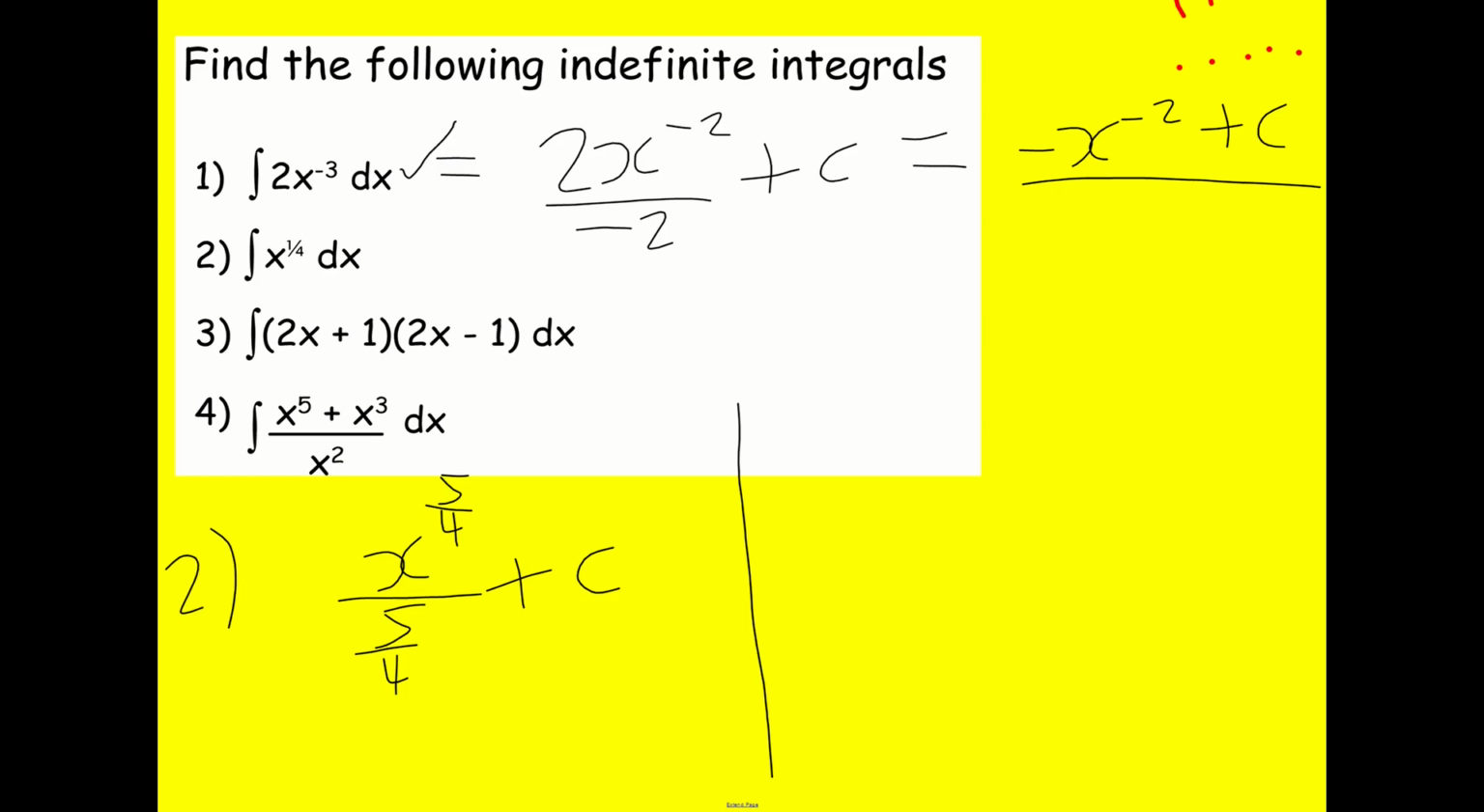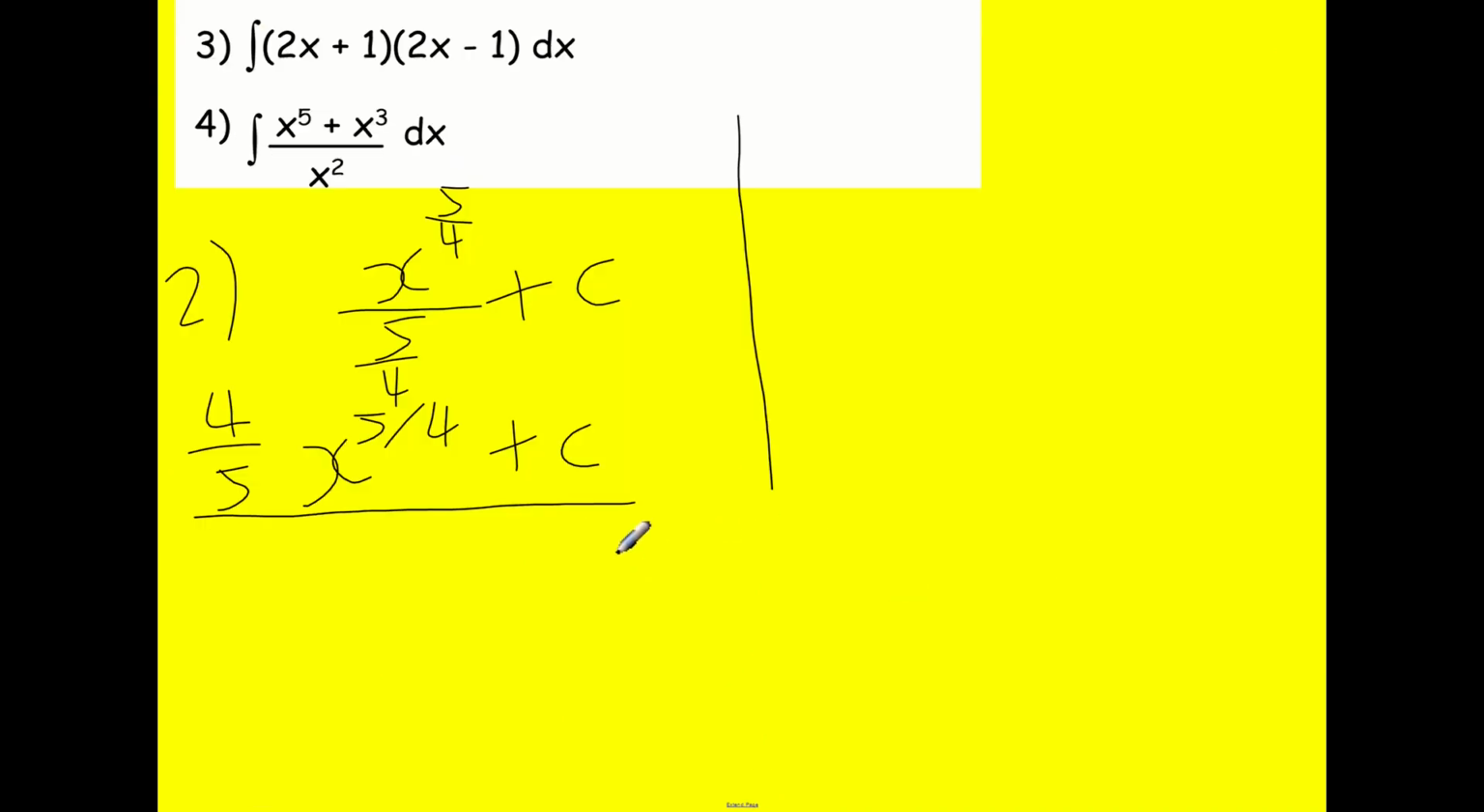Now that's not really a neat way of leaving the answer. Actually, when you divide by a fraction, it's the same as multiplying by its reciprocal, so we get 4/5 x to the 5/4 plus c. So this is my final answer. And once you practice ones with fractions a lot, you should just get into the habit of bringing down 4/5, recognizing that.